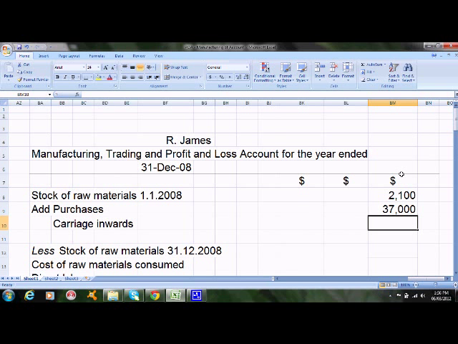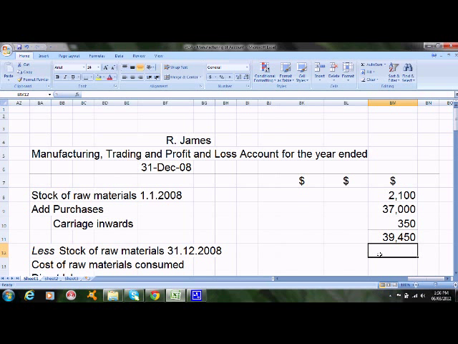And then what we call carriage inwards. Carriage inwards is what? 350, right? Yep. Then you add up that figure, this plus this plus this, and you get 39,450. Alright, that's after that. Now let's do stock of raw materials 31st of 12, 2008.